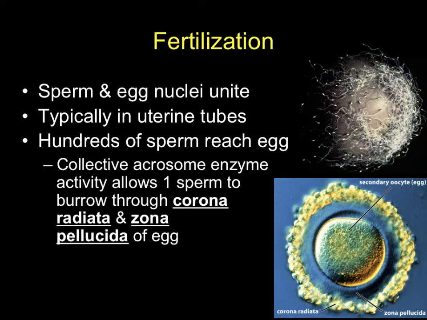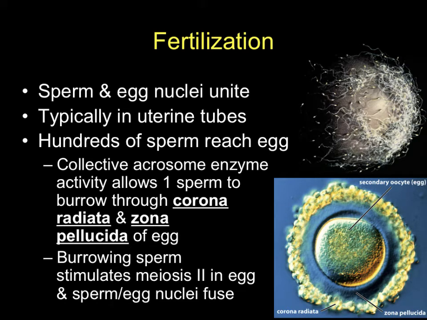We call those outer layers, in our case at least, the corona radiata and the zona pellucida of the egg cell. Once those sperm cells get through there, one of them is going to stimulate the egg cell to go through meiosis 2, finally finish off meiosis 2, and then at that point there is fusion of the two nuclei and a zygote is produced. In this picture here we can actually see the two layers, the corona radiata and zona pellucida.